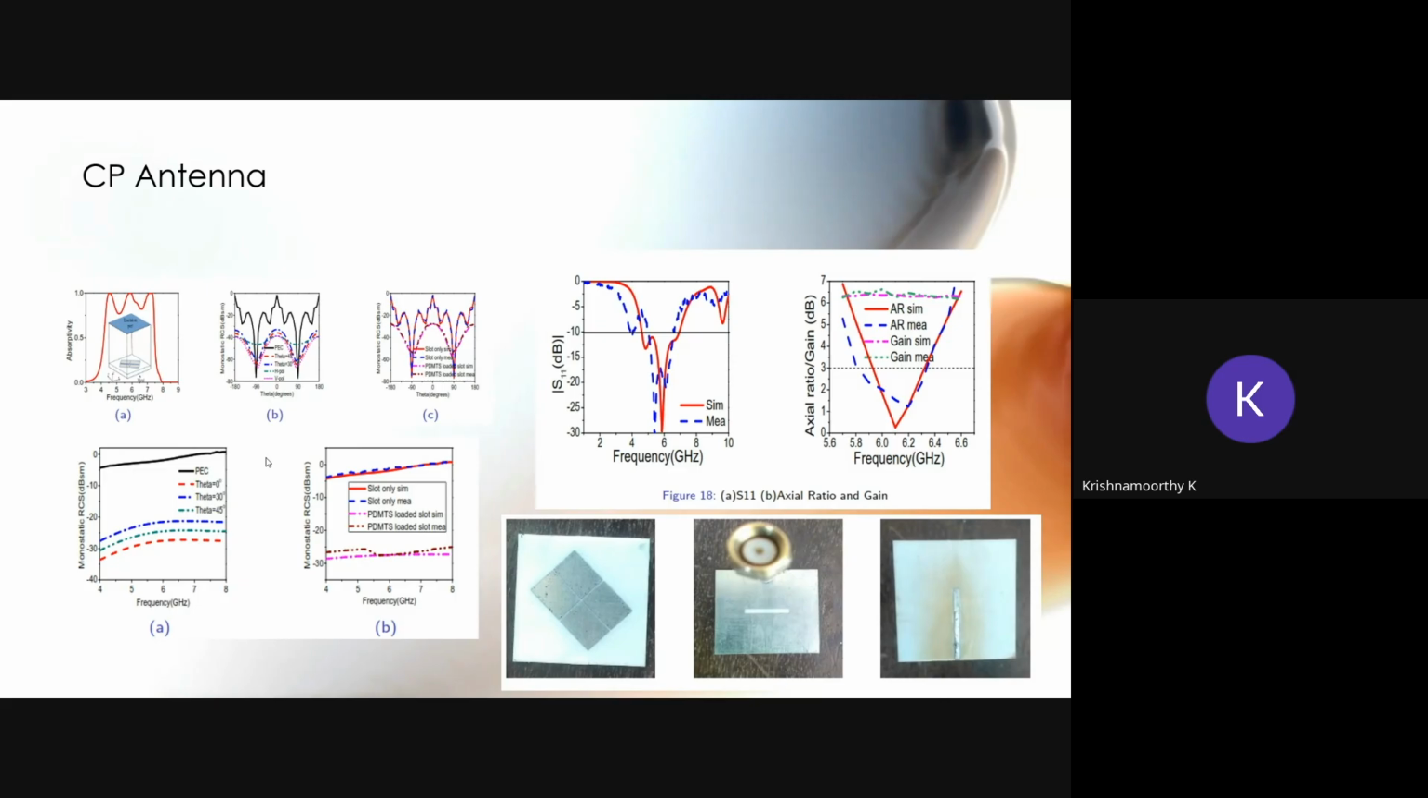That's similar to the previous structure. Here we are using a simple array of patches as the metasurface, and that metasurface is loaded with the slot antenna. This combination is going to give circularly polarized radiation with reduced radar cross section. We can show here the axial ratio bandwidth, the impedance bandwidth, the return loss bandwidth, and the radiation characteristics.